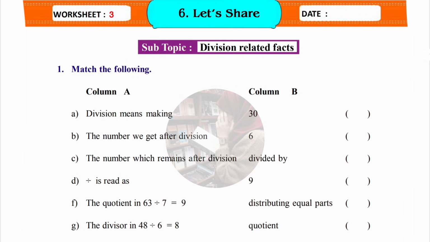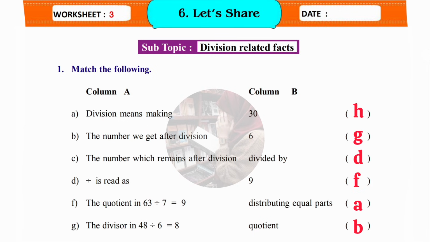Let's see. First one is given. Division means making, distributing equal parts. So write down A beside distributing equal parts. Next one is the number we get after division is quotient. Write down B beside quotient. Okay, next one. The number which remains after division is remainder. Write down C beside remainder.